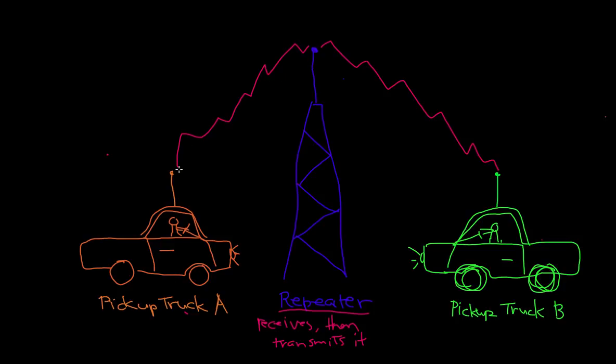Now why would you even want to do this though? Well, repeaters use a lot more power than your home radio when they retransmit a signal. So they're very useful for extending the range of your station. So even if the pickup trucks are really far apart and ordinarily they wouldn't be able to reach each other because their signals wouldn't be strong enough, they can hit the repeater. They can still talk to each other by hitting a repeater that's located in between them.